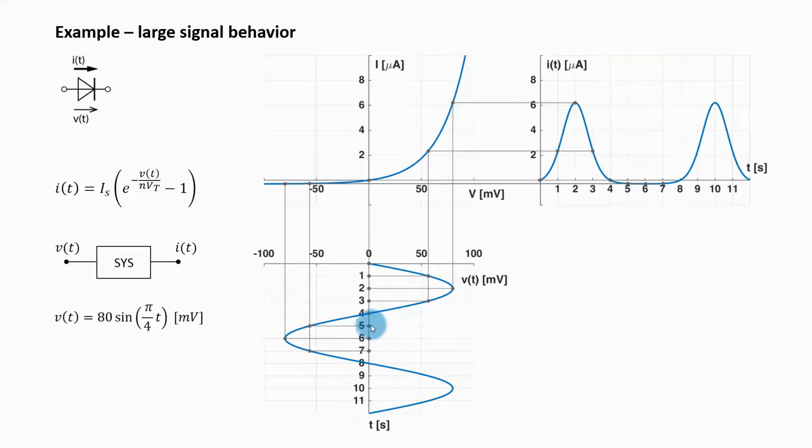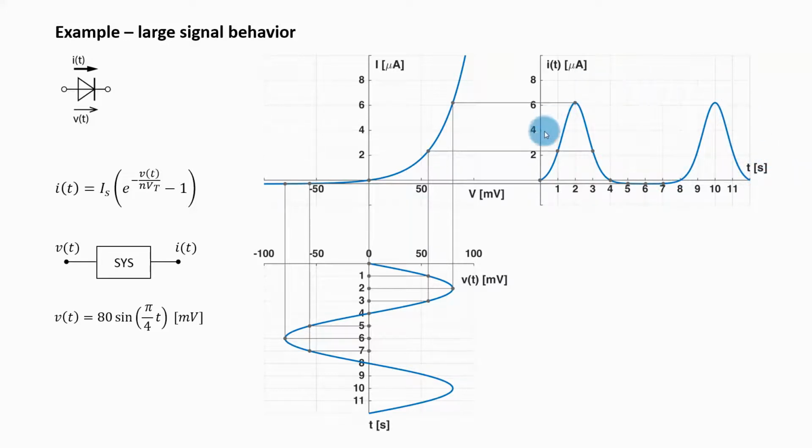At time 5, I have this negative voltage, which will result in this small amount of negative current. And in similar fashion, the voltages at times 6 and 7 will create currents at times 6 and 7. If you did this process for every value of the input voltage, you would get this curve, which would be the time course of the current through the diode.